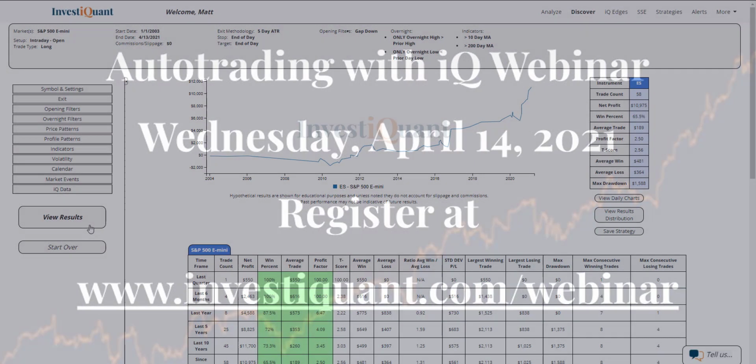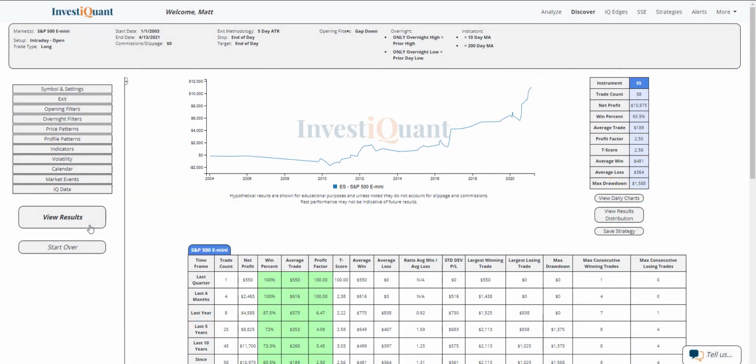And here we go. These are the results based upon entering the market long at the open of regular trading hours, 9:30 a.m. Eastern Time, exiting at the close, 4:15 p.m. Eastern Time, when you gap down and the overnight session is an outside session. So the overnight session has a higher high compared to the regular trading hours high from the prior day and a lower low compared to the regular trading hours low from the prior day. This is taking place above a 10 and above a 200-day simple moving average.